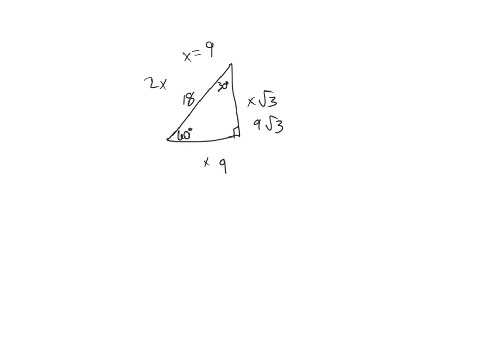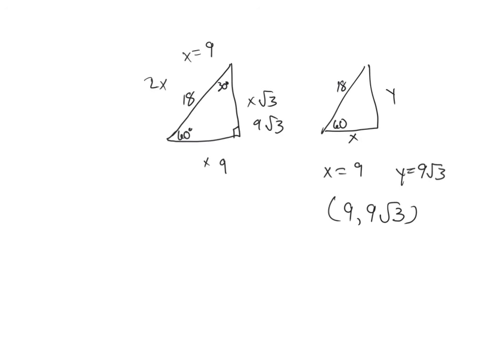If I needed to find the exact values of x and y here, right? If this was given like so, and this is x and this is y, well, then my x would equal 9 and my y would equal 9 root 3, or 9 comma 9 root 3, just like so.